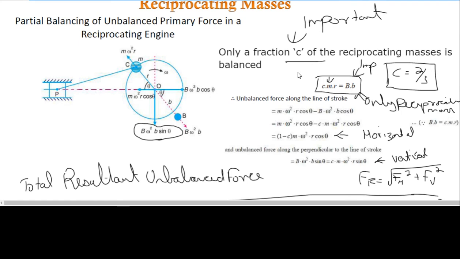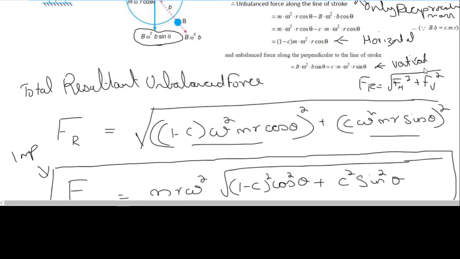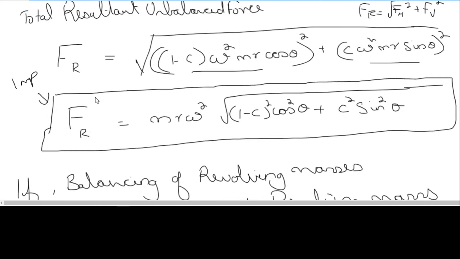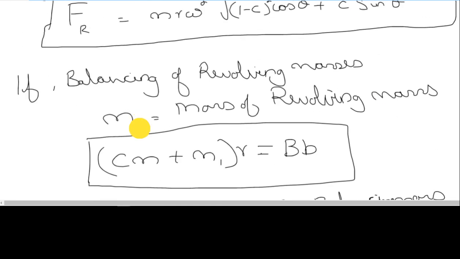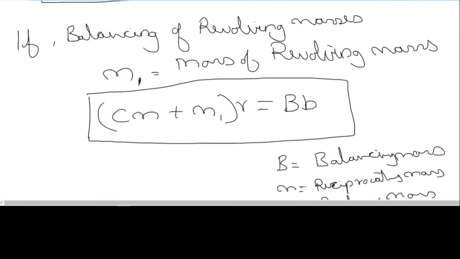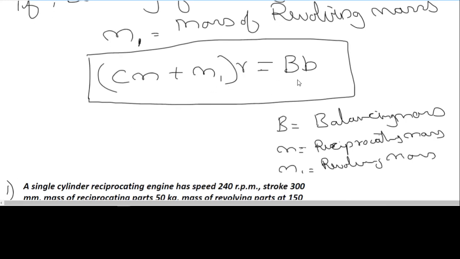CMR is equal to Bb, where C is the fraction of reciprocating mass that is to be balanced, B is the balancing mass, and small letter b is the radius of rotation of the balancing mass. It is applied when only reciprocating masses are involved, and we have found the horizontal component and vertical component of the unbalanced force, and the resultant of the unbalanced force. And if revolving masses are also given, with mass equal to m1, then the above equation CMR is equal to Bb has to be modified into (Cm plus m1) R is equal to Bb. That is, we account for the balance mass of the revolving mass also.